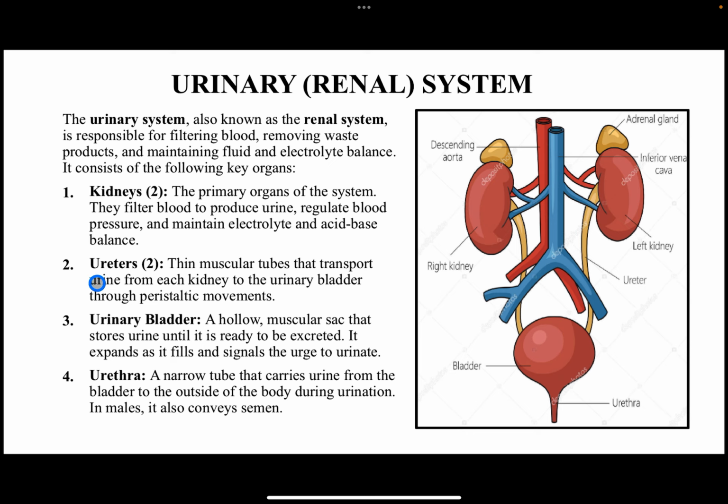Then we have two ureters. These are the ureters that come from here and connect to the bladder. That's the right ureter, and then we have the left ureter. So we have two kidneys and then two ureters.